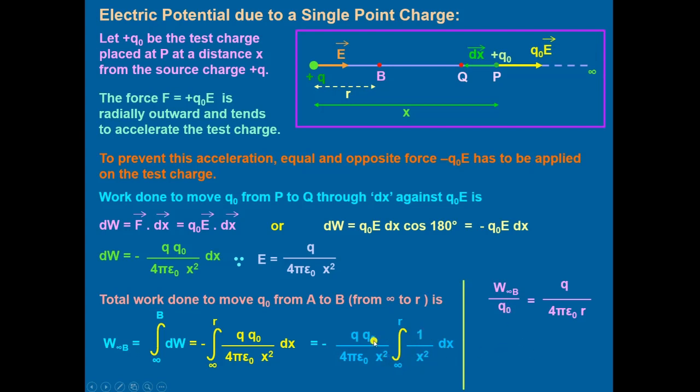The whole thing comes out to be equal to this, q naught will be divided, then W from infinity to B divided by q naught will be equal to Q upon 4 pi epsilon naught R. Omit this x square here. Then this is the potential, V equal to Q upon 4 pi epsilon naught R. It is usual to consider infinity as a point having zero potential.